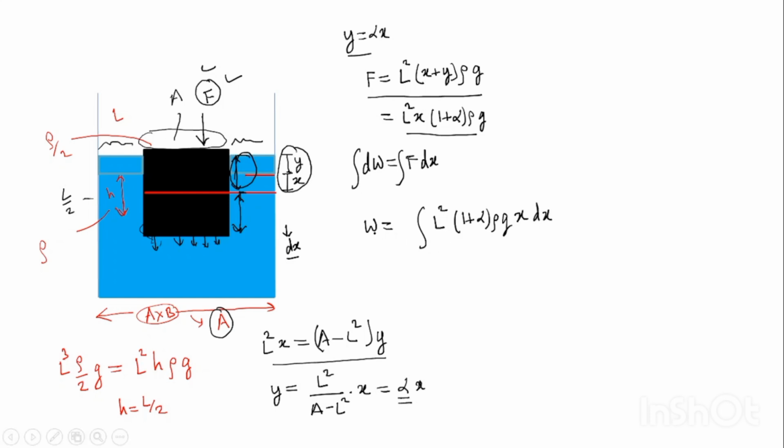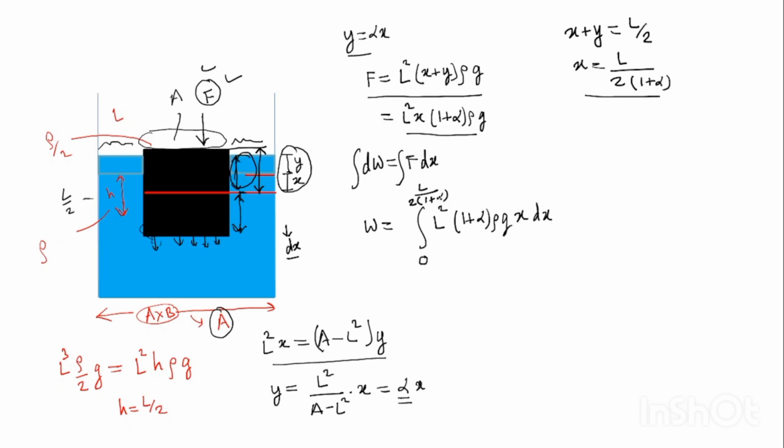What is the initial limit? When the block was floating freely, x was 0. So initially x was 0 and finally it is fully submerged. That means x plus y is covering up to this point. That means this total is L by 2. So x plus y is L by 2 in the finally, just submerged case. So from here what you get x is equal to what? L upon twice of 1 plus alpha. This is the final limit. So here you put the limit L upon twice of 1 plus alpha.